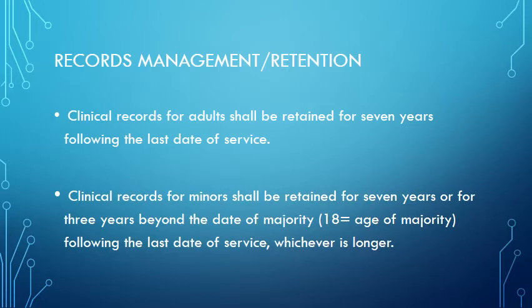So if we provide services to a 10-year-old child, the normal 7-year provision would suggest that we could destroy the record when the person was 17, but the additional 3-year restriction requires that we maintain the record until that person turns 21. We must keep the records in case the person would want information from the record at a future date and for other legal-related reasons.